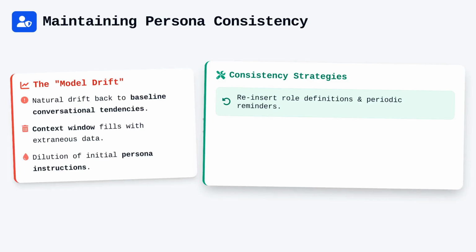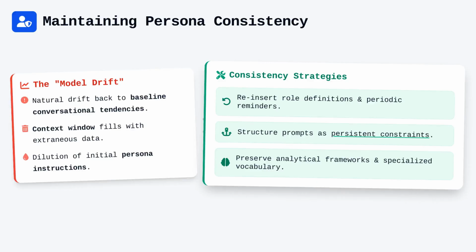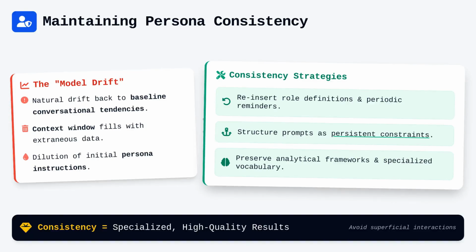It is wise to periodically reiterate the intended perspective or to structure your prompts such that the system understands the role is a persistent constraint rather than a one-time instruction. By keeping the role prominent, you ensure that the model stays disciplined in its vocabulary and analytical framework, preventing the degradation of quality that can happen as the conversation evolves and moves away from the initial prompt setup. This consistency is what separates a trivial, superficial interaction from one that produces genuinely useful, specialized results.